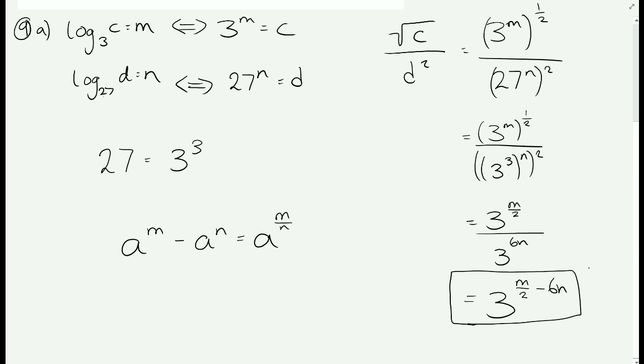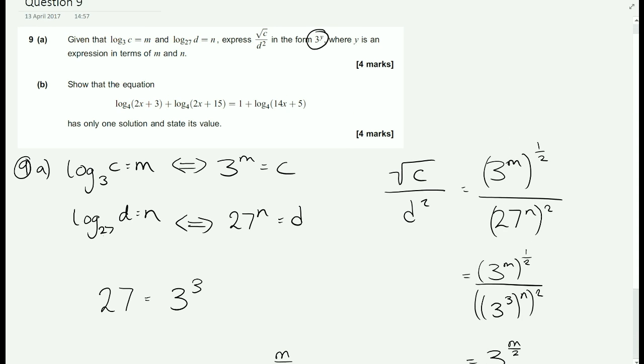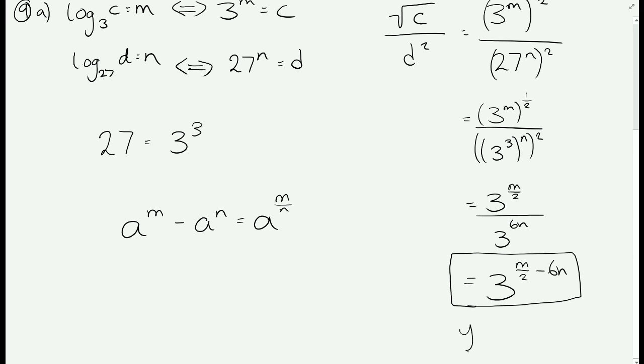So we're having to apply our index rules quite carefully to actually solve this problem. Okay, but then that's one correct way of getting our final answer. If you wanted to at this point, you could then say that y must equal m over 2 minus 6n, but you don't need to do that. You've already got all your marks. Okay, we'll just remove part A and then have a look at part B.